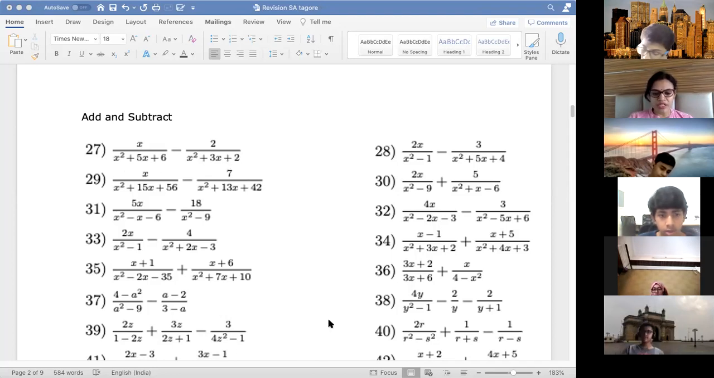So everyone, I'll just copy this question. Everyone copy this question, and then I'll use the whiteboard to do it because here we don't have space. Copy this question: x upon x square plus 5x plus 6 minus 2 upon x square plus 3x plus 2. Same method is used for addition also. So factorization is very important. We have to use it everywhere. Everyone has noted down.